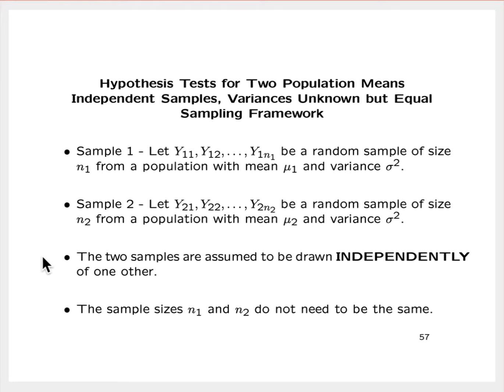Now, the two samples are assumed to be drawn independently of one another. And notice that, again, the two sample sizes do not need to be the same. They can be different. That's very good from the standpoint of study design. But I do want to point out that the population variances are not subscripted with the population number. This is because we are assuming that the population variances are the same, and so we're going to denote the common value by sigma squared without any kind of subscript.